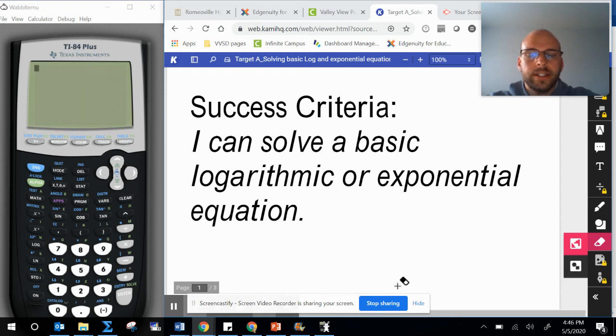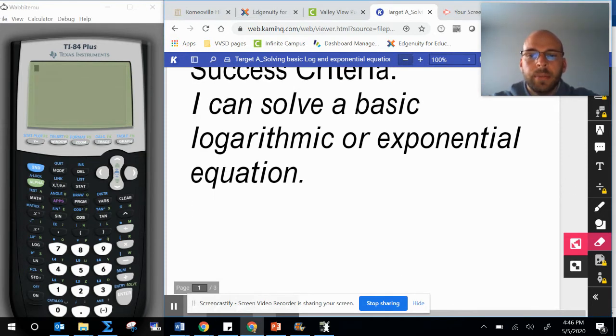Hello. Today's success criteria is going to be solving a basic logarithmic or exponential equation. So there's two types of equations that we're going to be working with today. Luckily, exponential functions and logarithmic functions are inverses of one another. So we kind of use one to solve the other.